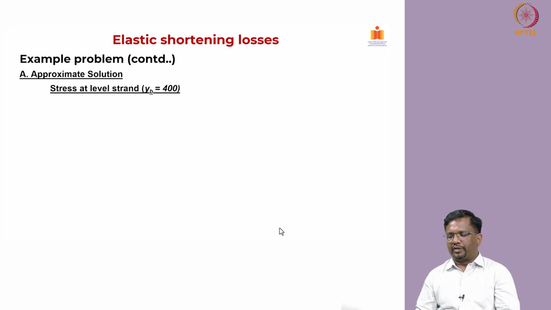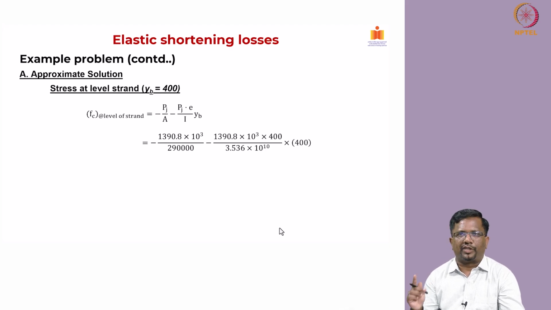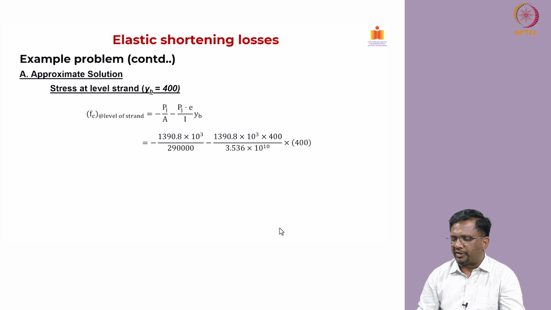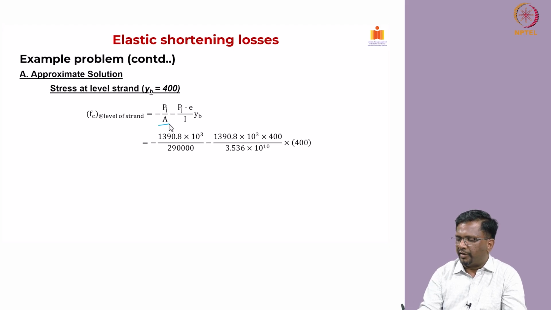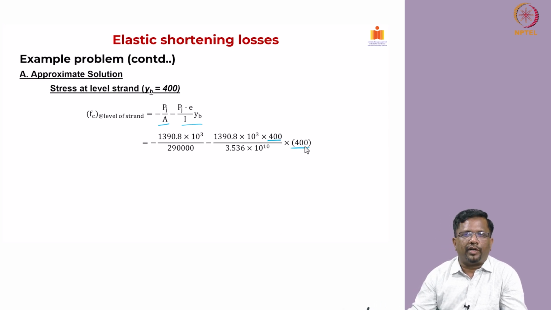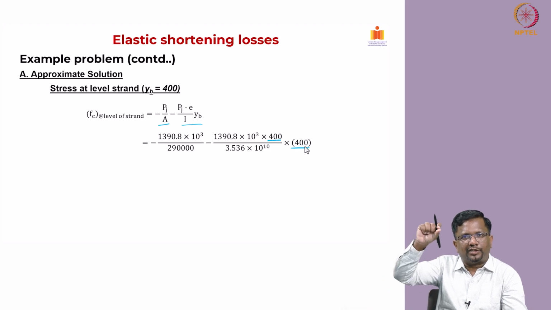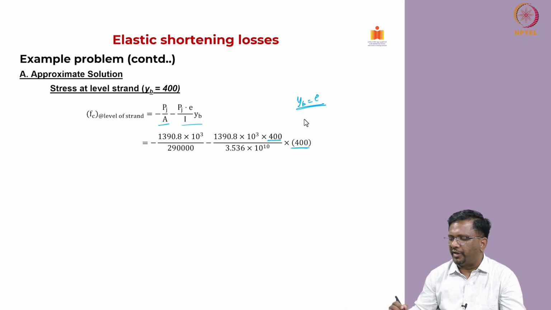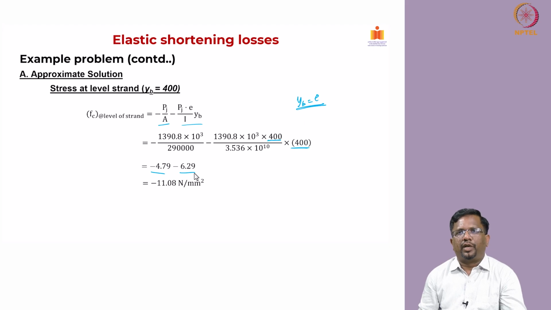Now, let us again look at stress. How do we calculate it? We first have to calculate the stress at the level of strand, since elastic shortening is happening at the level of strand. So, this is your axial component, and this is your bending component. When you plug in your numbers, the eccentricity is 400, and why are we taking 400? Because we are calculating the stress at the level of strand. So, YB is nothing but E itself, okay. That is the reason we are putting 400. So, you get 4.79 and 6.29, and then you get 11.08 megapascal, okay.